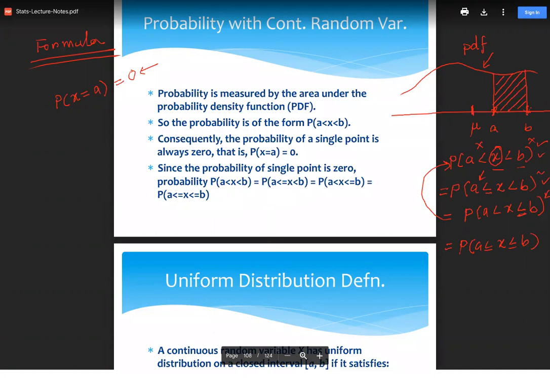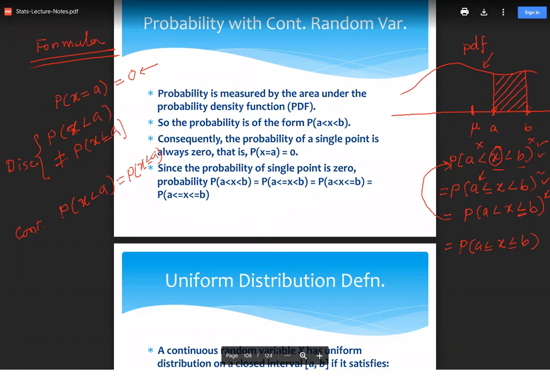So unlike discrete case where probability of X less than A is not equal to, in general, probability of X less than equal to A. In the discrete case, that is not the case, okay? They are different. But in the continuous case, so this is discrete. In the continuous case, however, probability of X less than A is the same as the probability of X less than equal to A. Keep in mind.